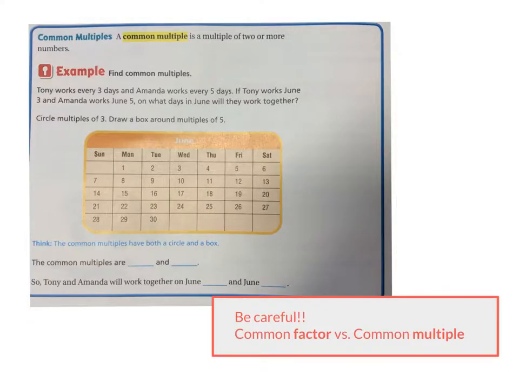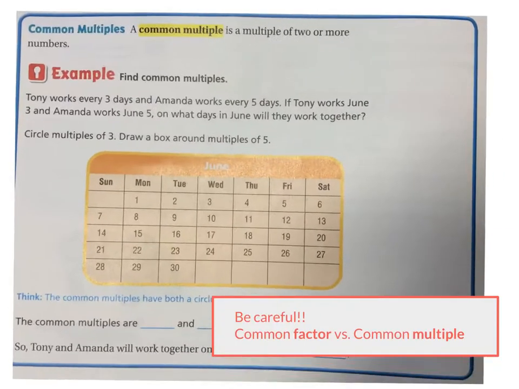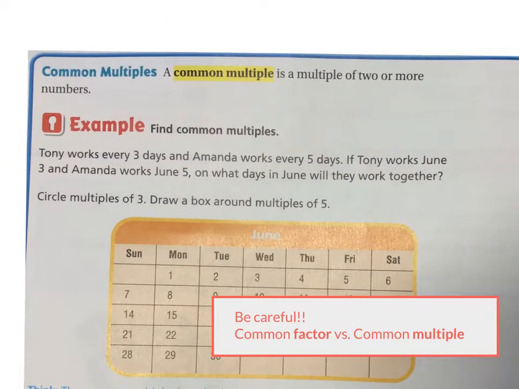When you have something in common with somebody else, that means it's the same about you. Zara and Avani both wear glasses. That's something that's the same. When you have common multiples, a common multiple, there's that word common again, is a multiple of 2 or more numbers. For example, the number 6.